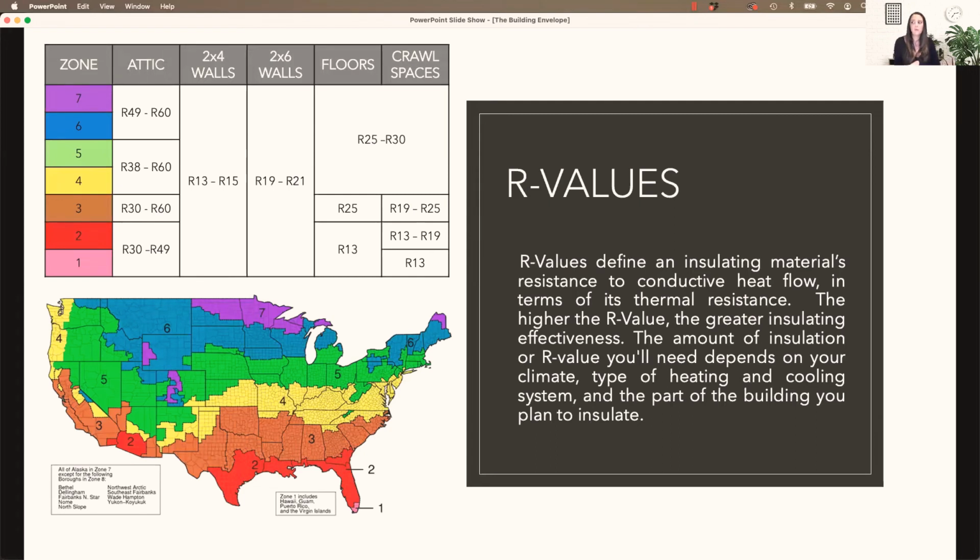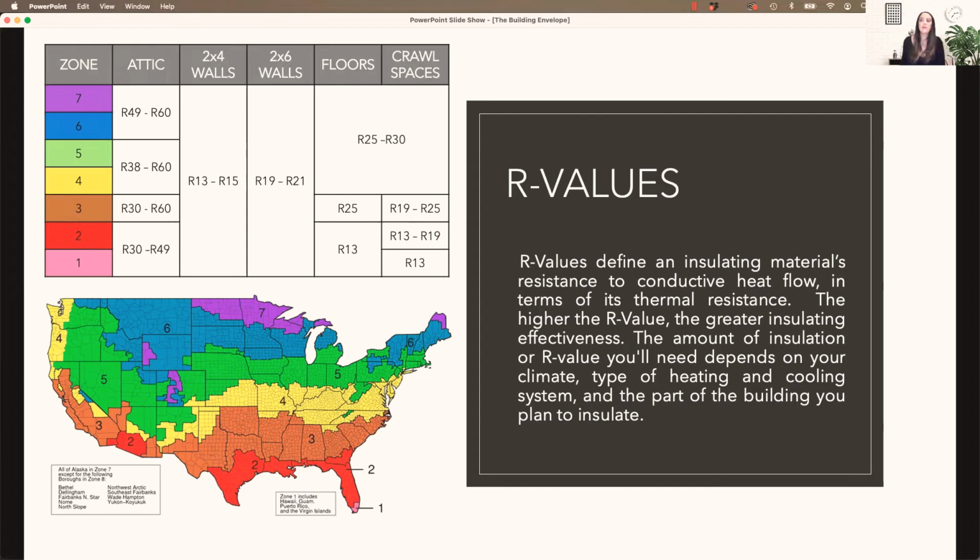So the R value essentially defines how well an insulating material works to retain its thermal resistance. And the colder the location, the higher the R value needs to be to insulate a building or a structure. So again, it will depend on the climate, how much insulation is needed or required, and what type of heating or cooling system might be used.